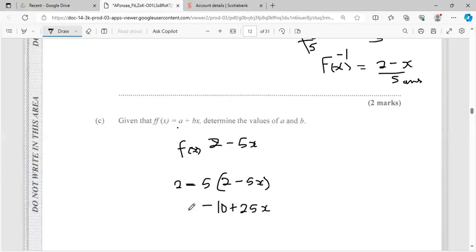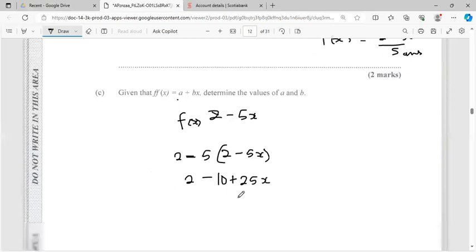And of course, don't forget the 2. So we have 2 minus 10, which will give us negative 8. So that gives us negative 8 plus 25x. But remember what they asked us for, right? They said it's in the form a. So therefore, the first one is a, which is negative 8.